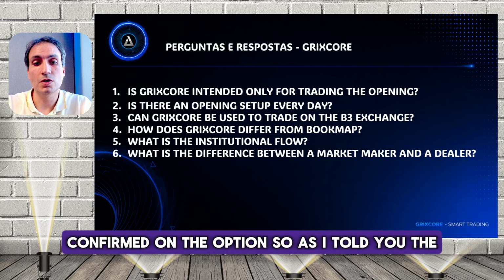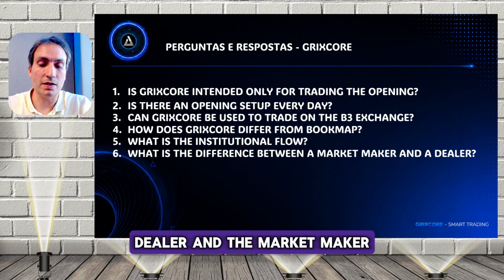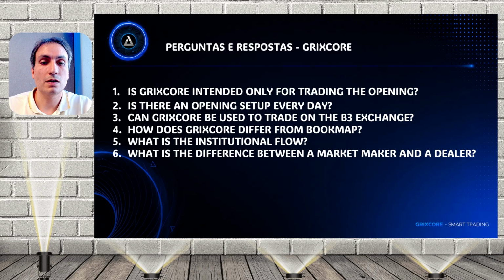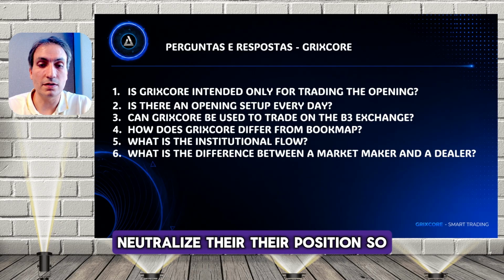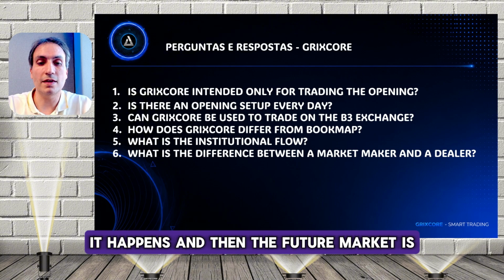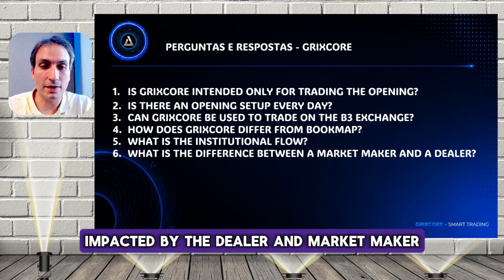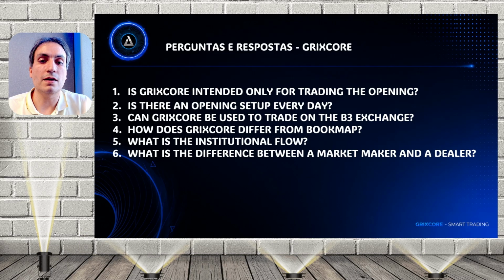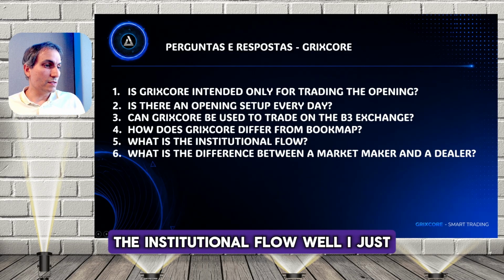So as I told you, the dealer and the market maker supply the liquidity, and they have to go back to the futures markets and neutralize their position. So it happens, and then the futures market is impacted by the dealer and market maker futures hedge. What's the institutional flow?